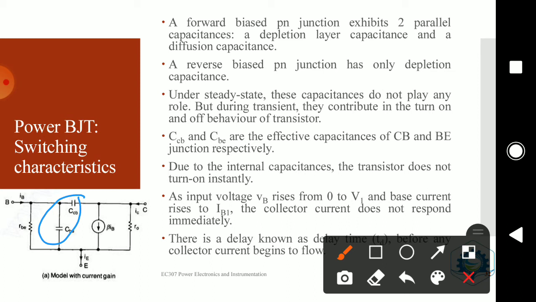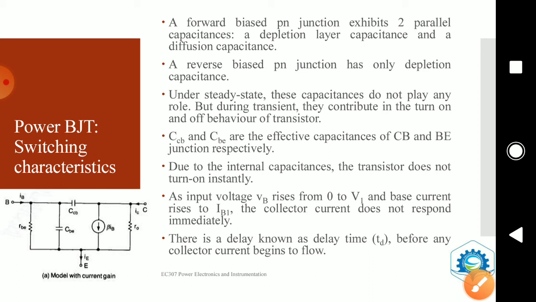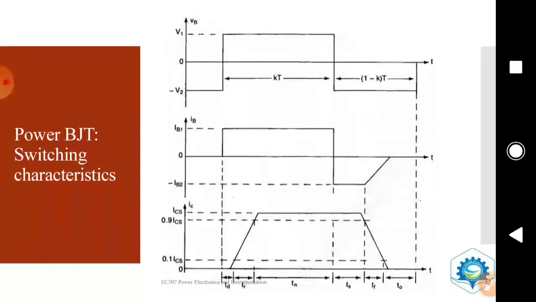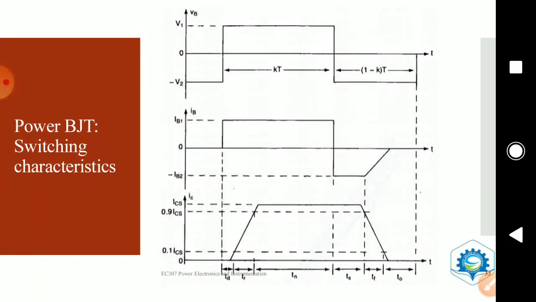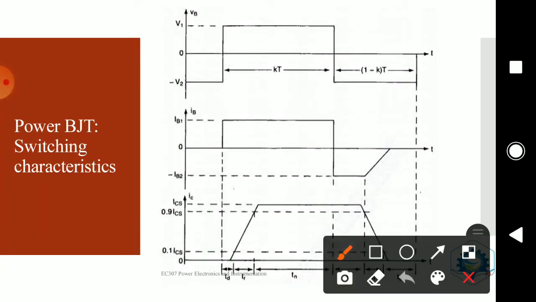The capacitance comes into view during the switching operation. Now, in this figure, you have the capacitors CCB and CBE, that is the collector base capacitance and the base emitter capacitance. Due to the presence of these capacitors, the transistor will not turn on instantly. And you can see over here from this particular graph that the transistor will not turn on instantly.